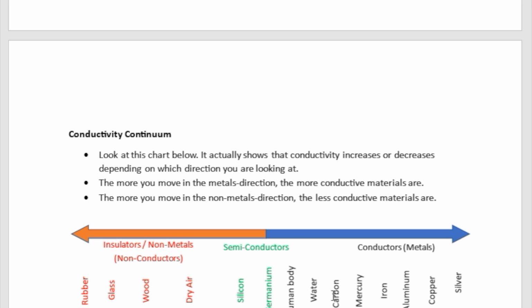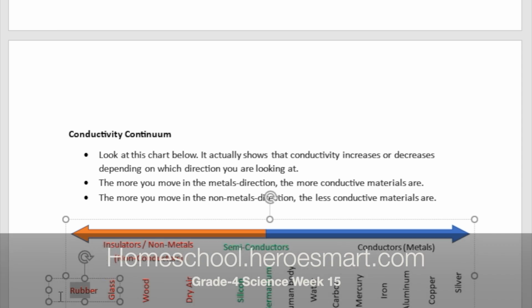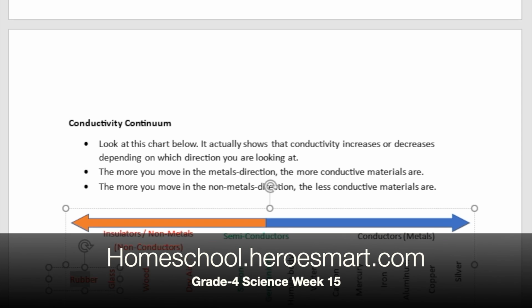And you can see different kinds of conductors over here: human body, water, carbon, mercury, iron, aluminum, copper, silver. Guess what? What's the most conductive here? It's going to be silver. What is the least conductive here in this continuum? It's going to be rubber. You got it right.